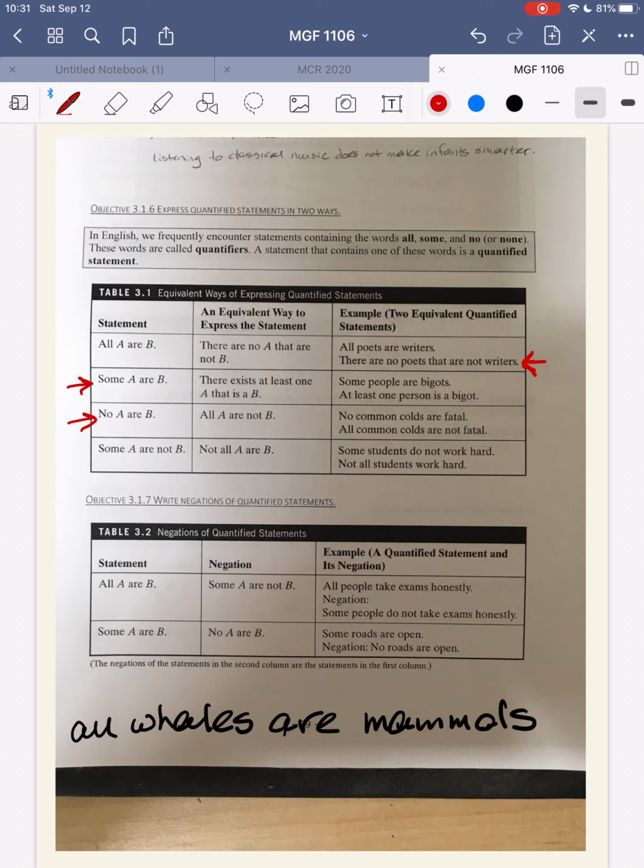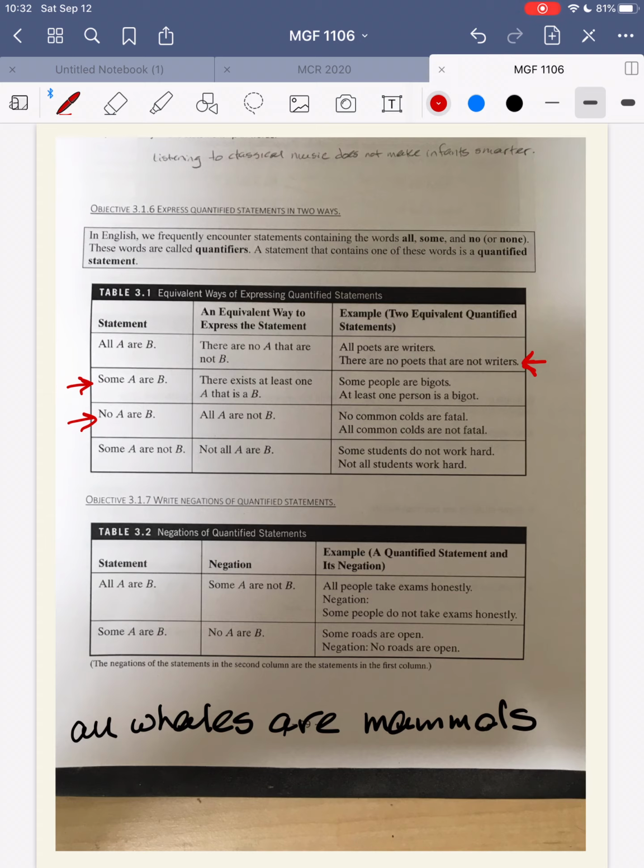Some A are not B is not all A are B. So we're saying some people from the group A are not in the group B. So some students don't work hard, but not all students work hard. That's all it means. It doesn't mean that every student is going to work hard; some students work hard, some students don't.